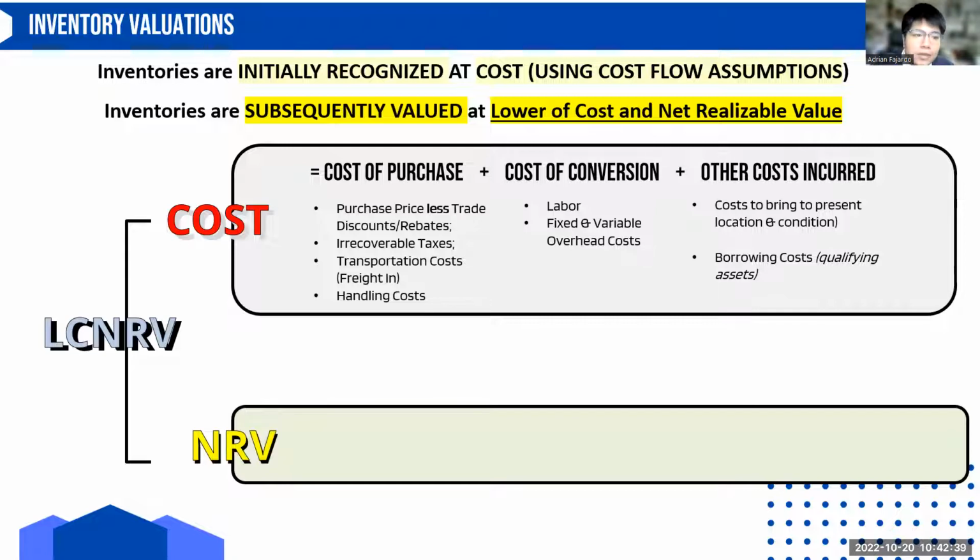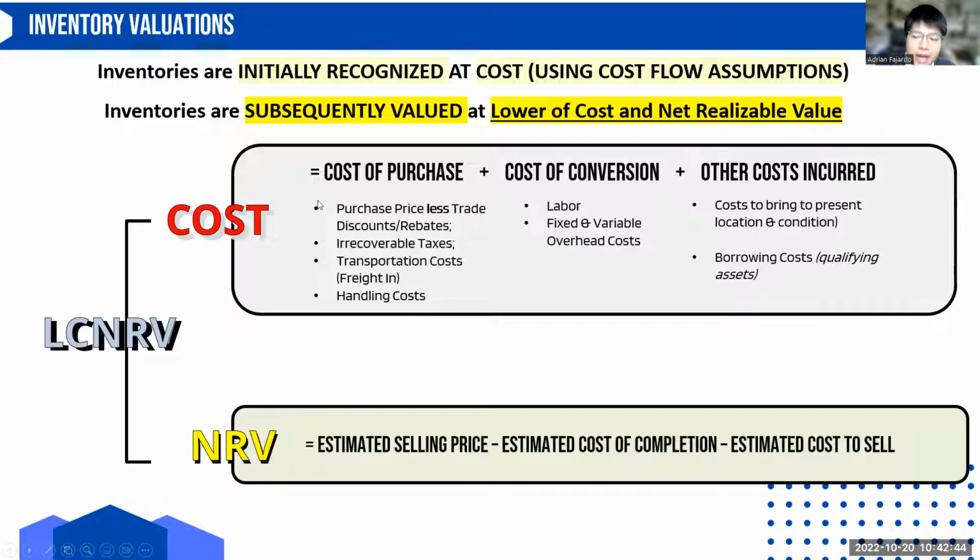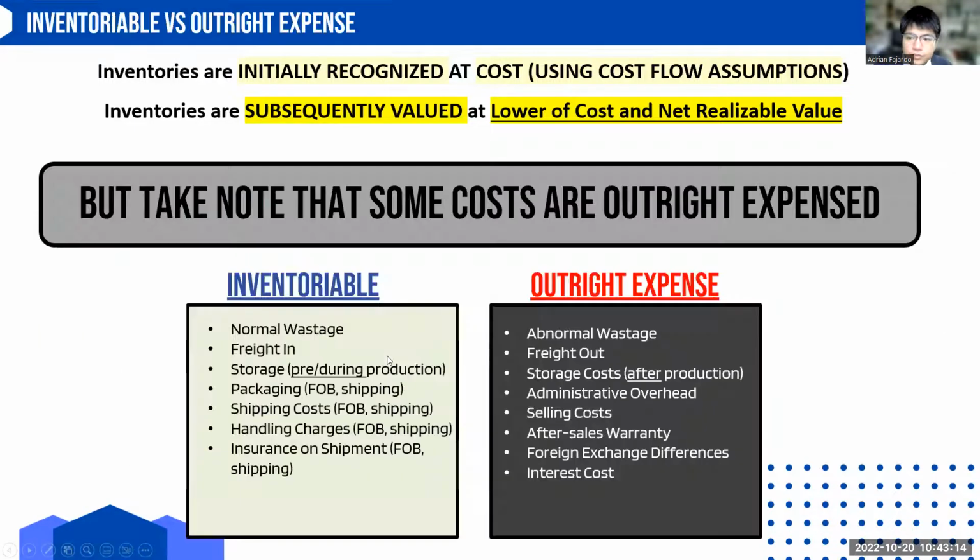And the net realizable value is computed as follows. It's estimated selling price minus estimated cost of completion minus estimated cost to sell. Okay? So in terms of mastery, make sure you master what are the definitions of a cost, what are the definitions of an NRV, and what does LCNRV mean. So generally, we subsequently value inventory at LCNRV or lower of cost or net realizable value.